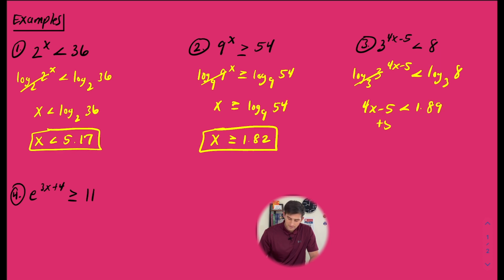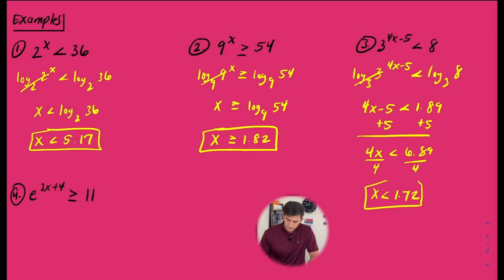But now we're going to add 5 to both sides. So I know in my calculator, I can just type plus 5 to that previous answer. And now we have 4x is less than 6.89, and we're going to divide both sides by 4. So x is less than, and I'm going to divide this by 4 in my calculator, and we get 1.72.